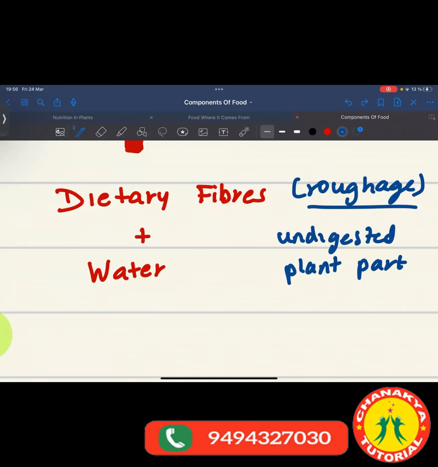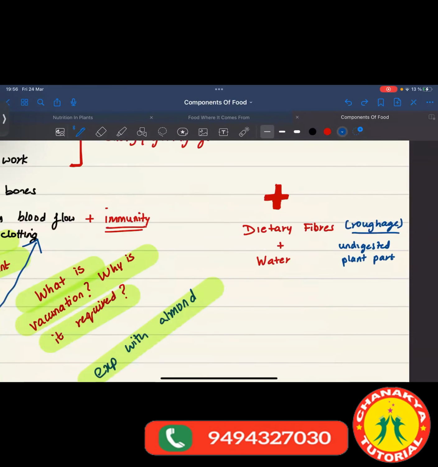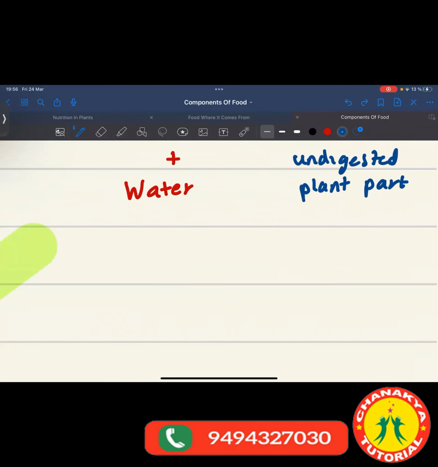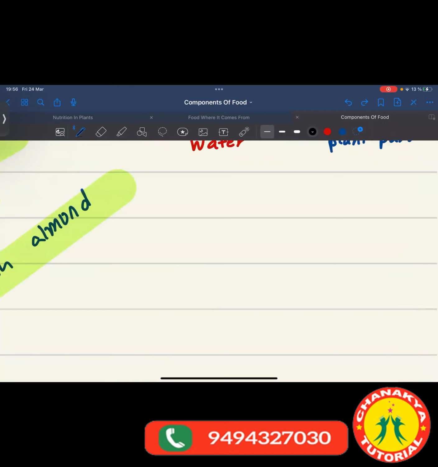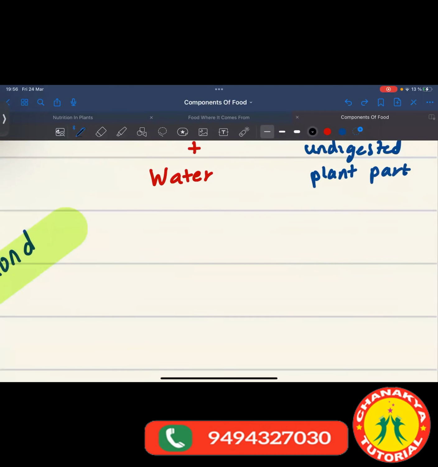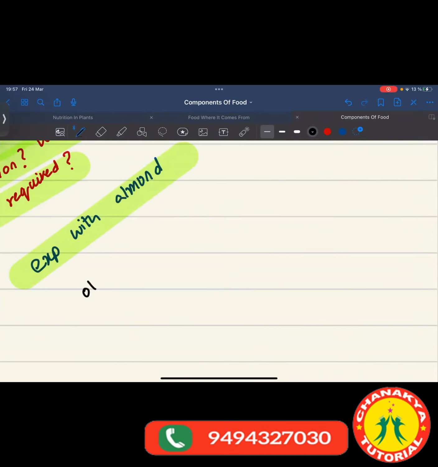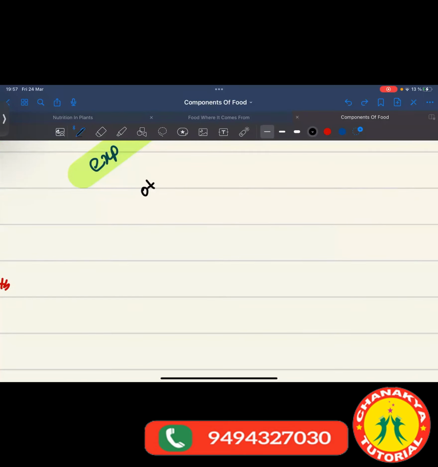Yes, ma'am. Okay. I haven't taught it yet, but I want you all to gather information. Apart from the book, please use the internet and try to find other uses and sources of roughage.